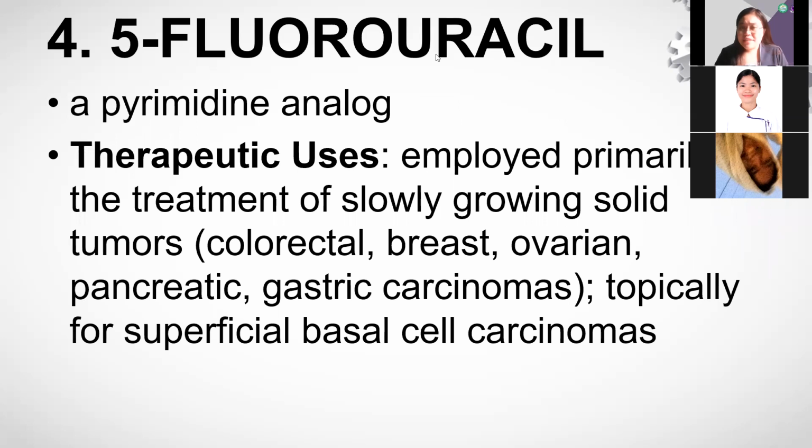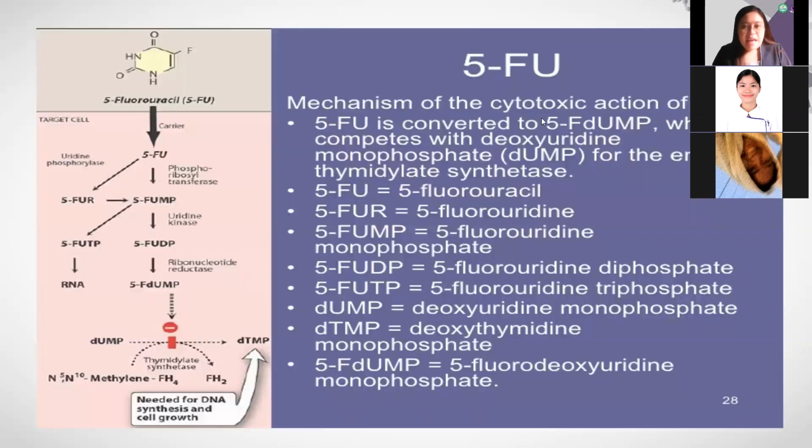Next, number 4, 5-fluorouracil. From the name itself, you will really see kung saan siya derived ang structure. So, syempre, uracil, a pyrimidine analog. Now, unlike fludarabine and cladribine, 5-FU is primarily used for solid tumors, especially those slowly growing solid tumors like colorectal, breast, ovarian, pancreatic, or gastric carcinomas. Or we can also use this topically for superficial basal cell carcinomas sa mga skin or sa mga linings of the organ.